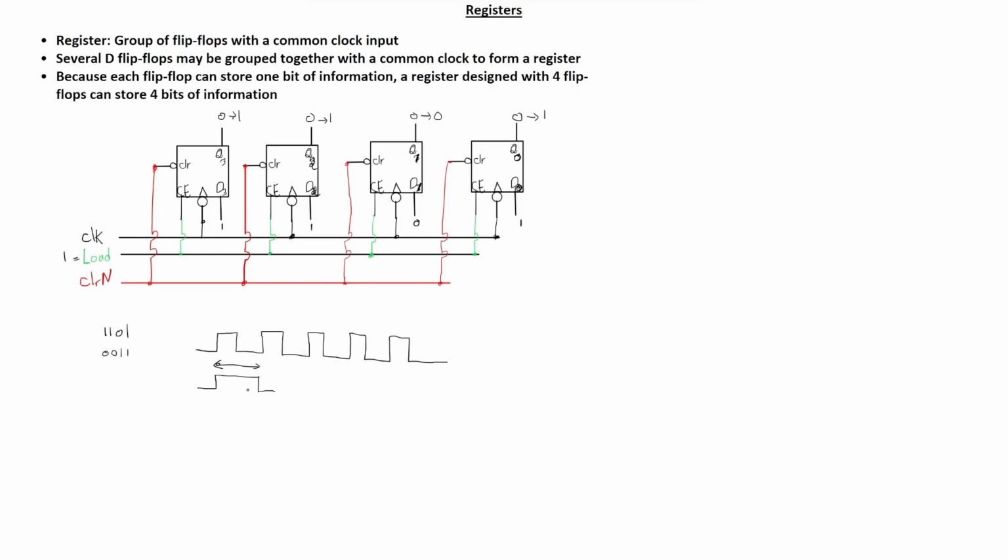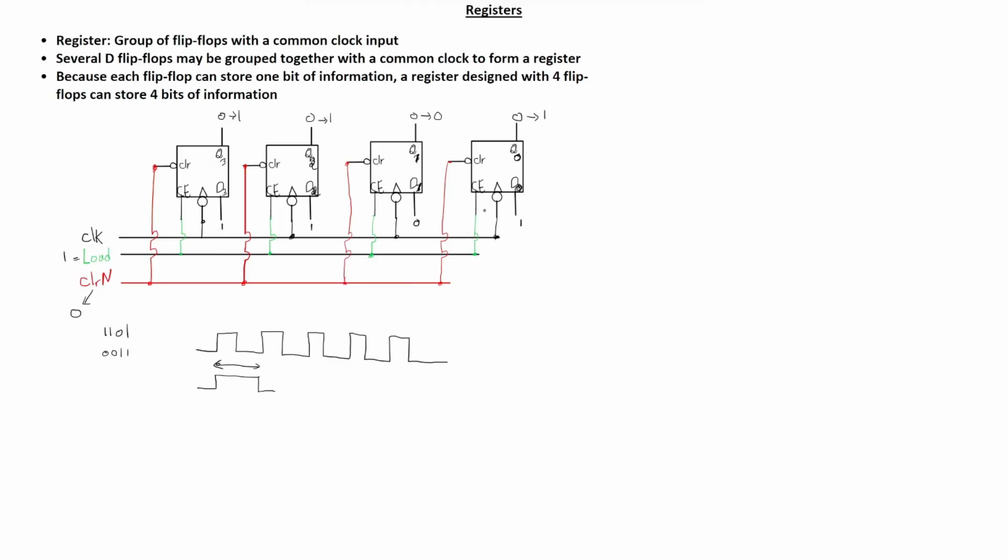because load is disabled. When we want to clear this data, we can set clear to 0, because this is active low. So we can clear what's stored in this register by setting clear to 0. And then when we want to load data again, we need to enable the load for 1 clock period and apply the inputs that we want to store in this register.